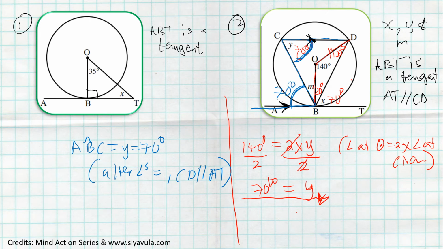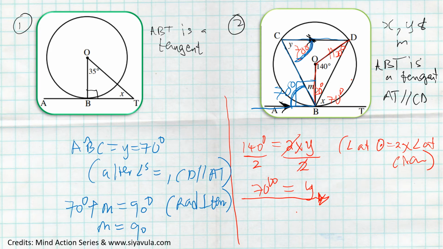It is very simple to solve for m now, because this 70 degrees that we calculated plus m will give us 90 degrees. Why? Because the radius is always perpendicular to the tangent. Don't forget. So our m will be 90 degrees minus 70 degrees, which gives us 20 degrees.